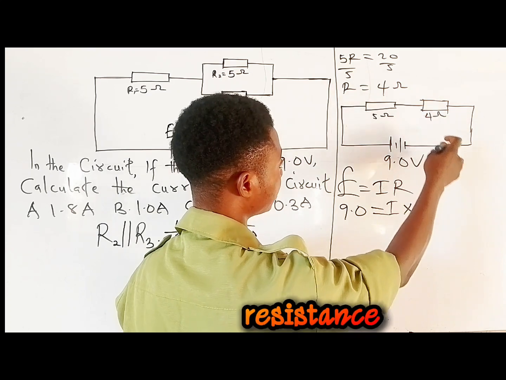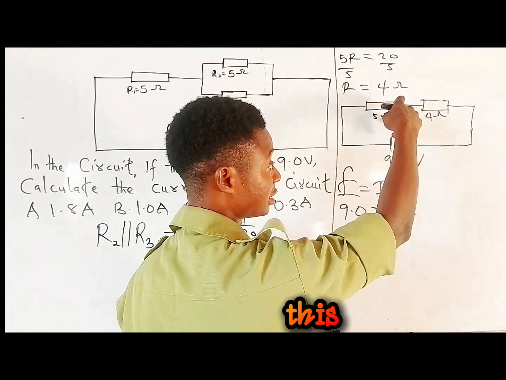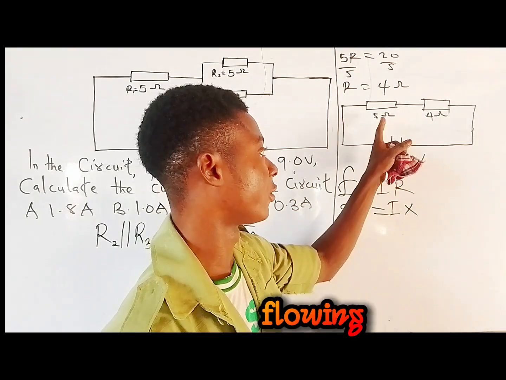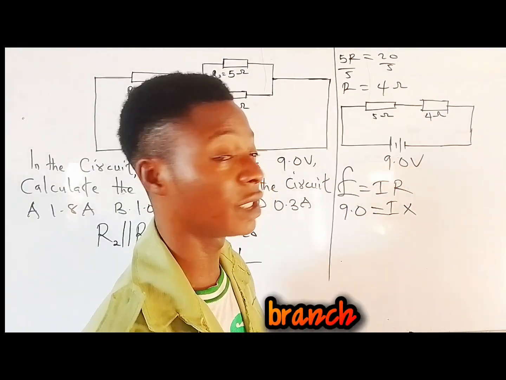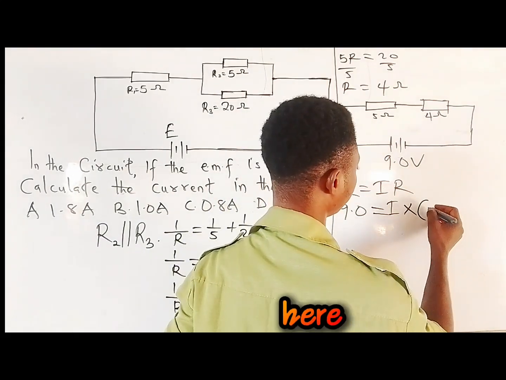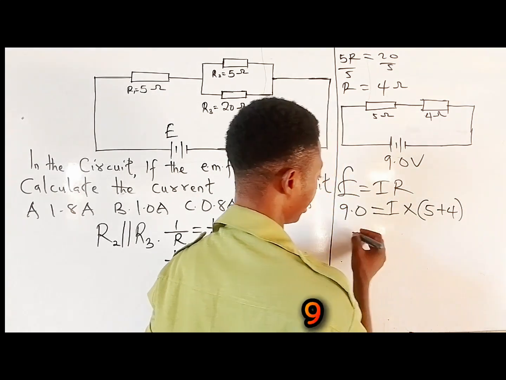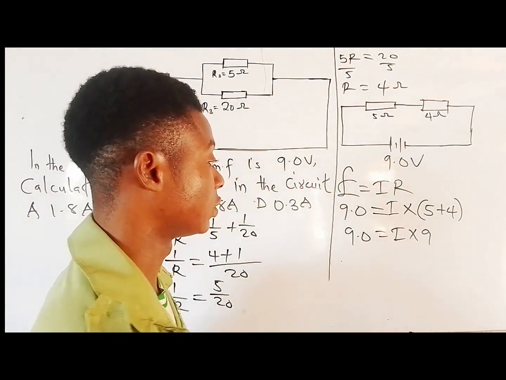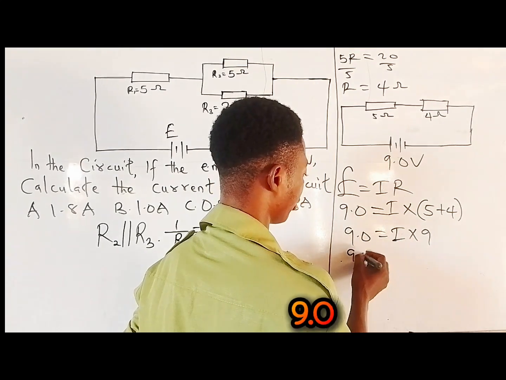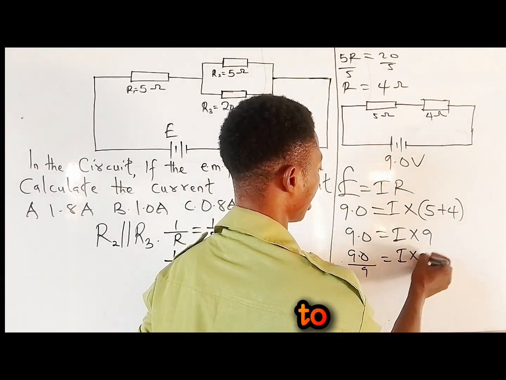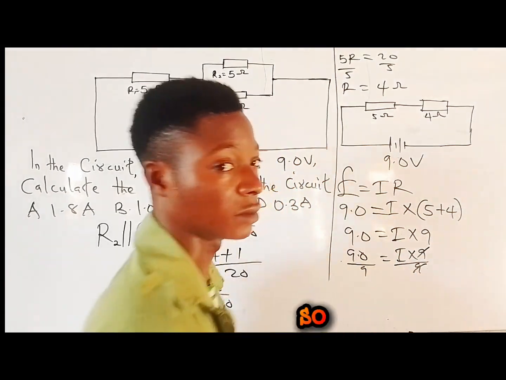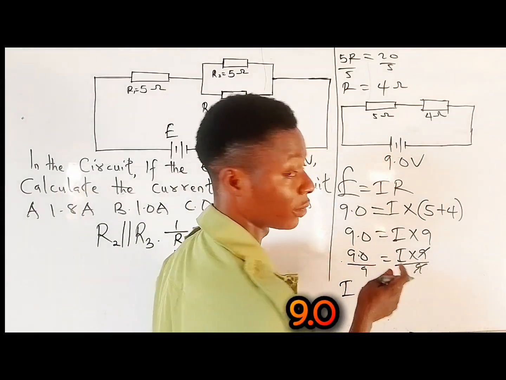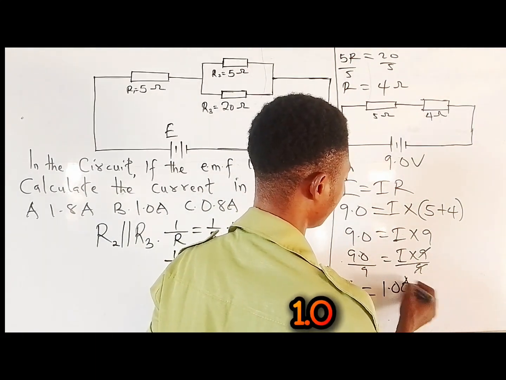Our combined resistance is this plus this. 5 plus 4 are now in series, meaning if the current is flowing from 5 to 4 or 4 to 5, there is no branch anywhere. So our combined resistance here is 5 plus 4, which is 9. So we have 9.0 equal to I times 9. We divide both sides by 9, so 9 cancels 9. So the current flowing through the circuit is 9.0 divided by 9, which is 1.0 ampere.